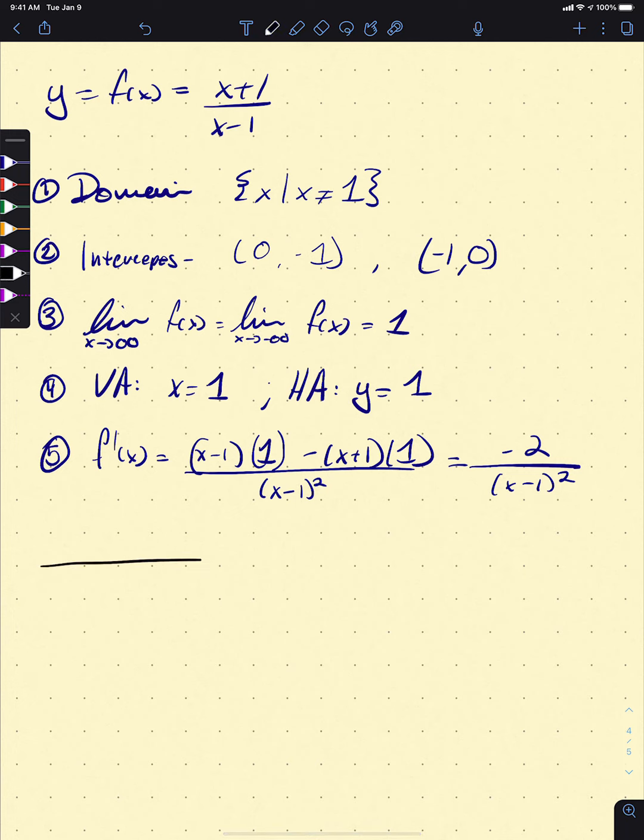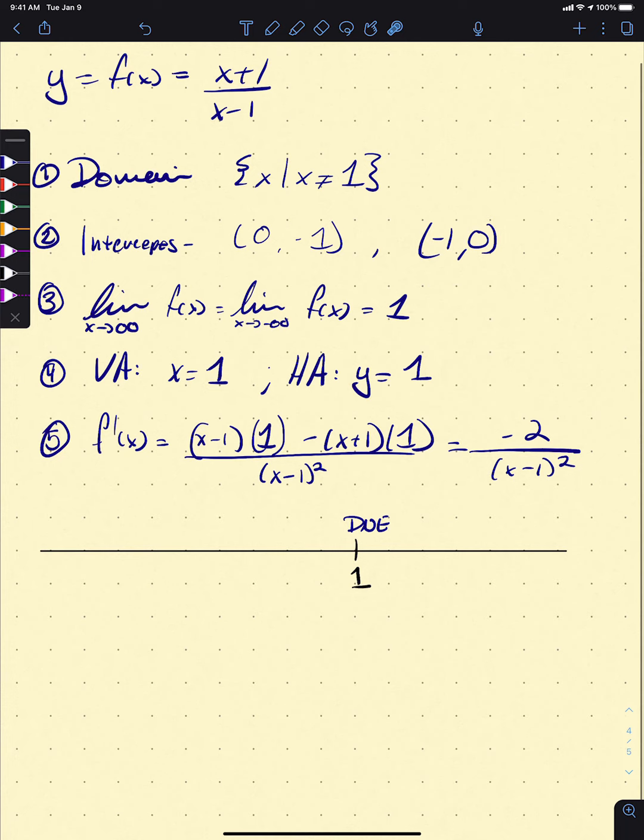Taking a look at our sign diagram here, we're not going to have any zeros of this derivative, but we are going to have one place where it's not defined, and that's at 1. Right? Our function does not exist there. And so we can pick a series of test points. If we were to pick 0, we have negative 1 squared, which is positive 1. And so we're negative here. And then if we pick, say, 2, 2 minus 1 is 1, 1 squared is 1, and so we're negative once again.